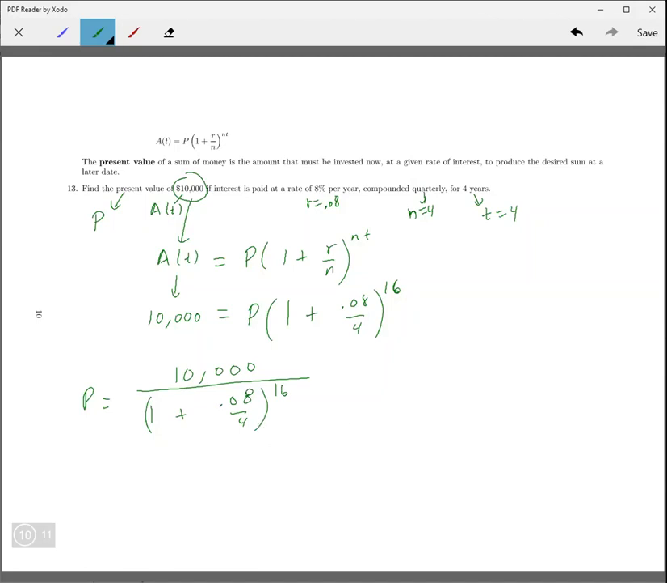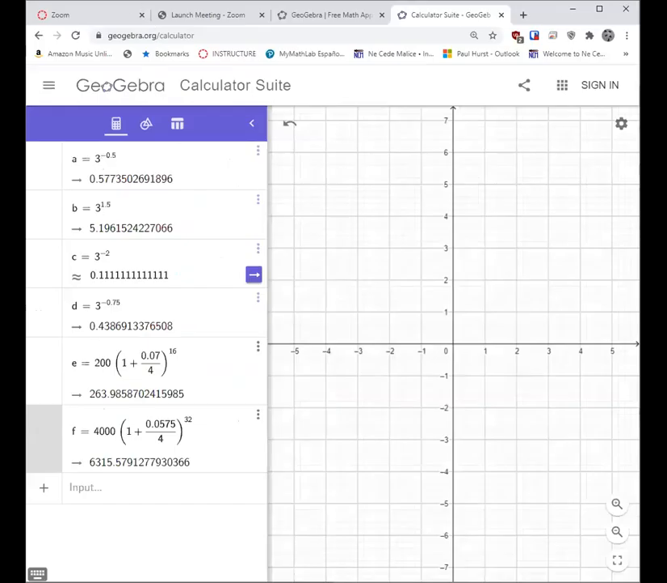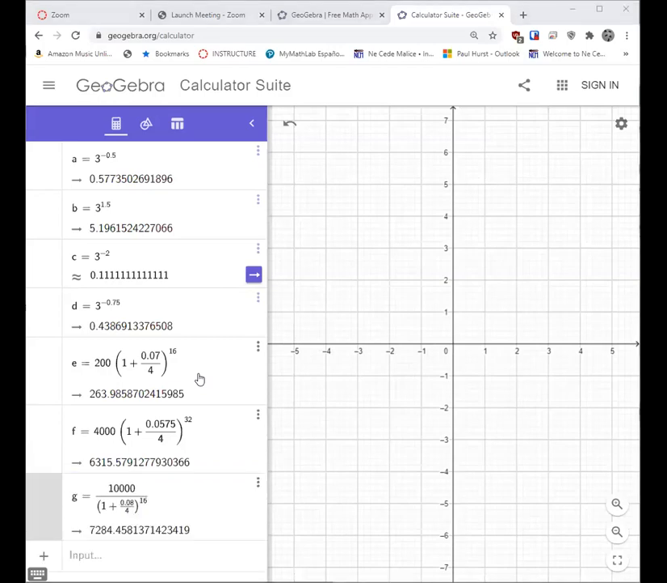Okay, so let's go over to GeoGebra and we'll just input that in. So that's $10,000 divided by 1 plus 0.08 divided by 4. And use the arrows to get outside and then raise it up to the 16th. Okay, so $7,284.46. Oh, that's interesting.